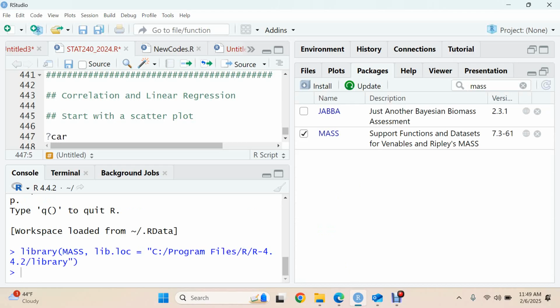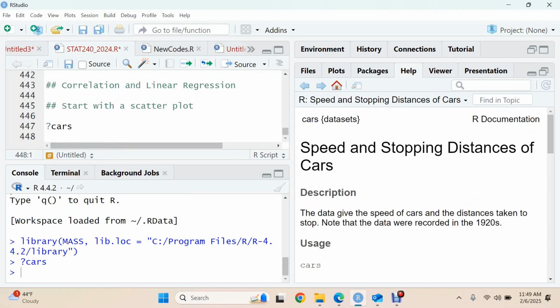So we start typing cars, and then we get the help files for cars. It says speed and what? Stopping distances of cars. So the data give the speed of cars and the distances taken to stop. Remember that if I ask you to get a description of the data, you use the question mark, and then you have the description of the data over here.